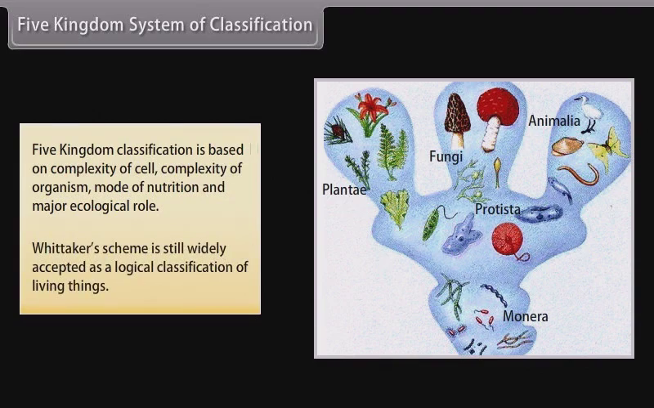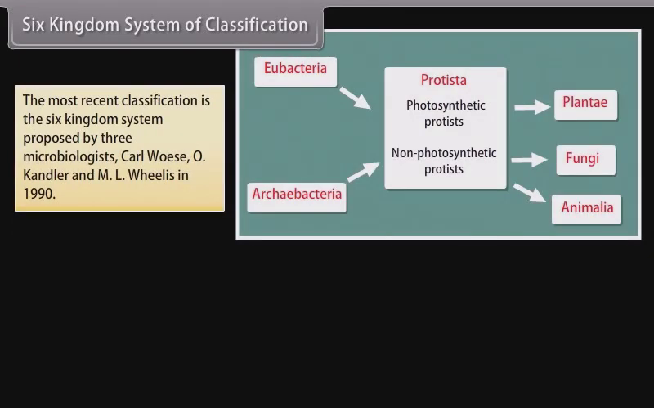Whittaker's scheme is still widely accepted as a logical classification of living things. Six Kingdom System of Classification. The most recent classification is the Six Kingdom System proposed by three microbiologists, Carl Woese, O. Kandler, and Emil Wielis in 1990.